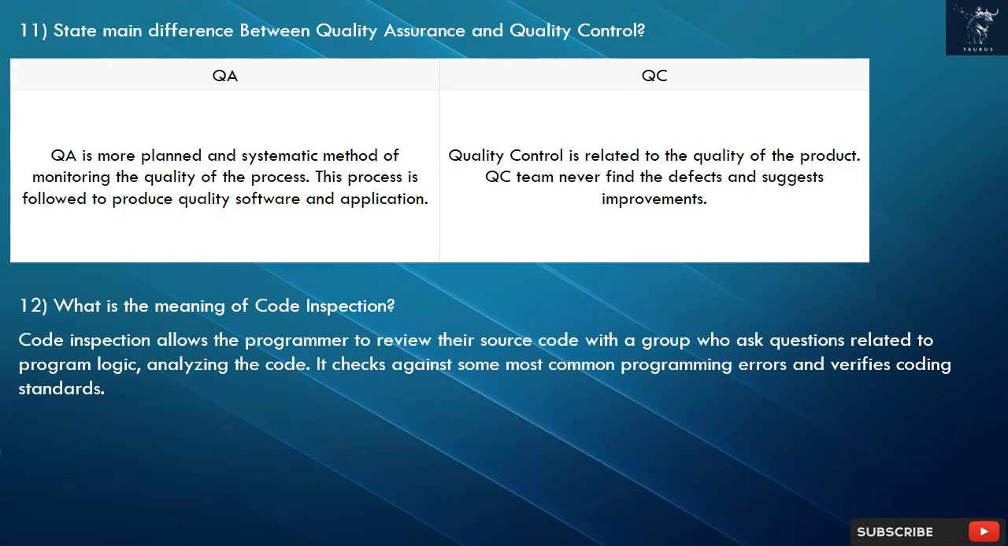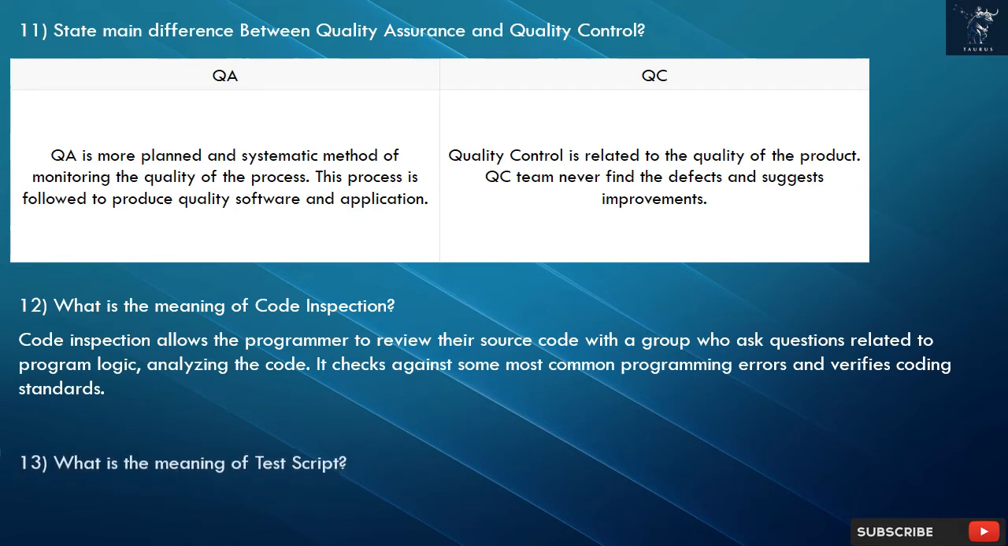11. State the main difference between quality assurance and quality control. QA is a more planned and systematic method of monitoring the quality of the process. This process is followed to produce quality software and applications. Quality control is related to the quality of the product. The QC team finds the defects and suggests improvements.